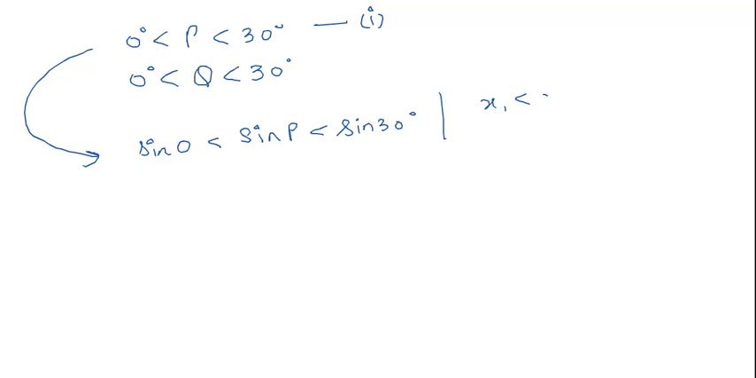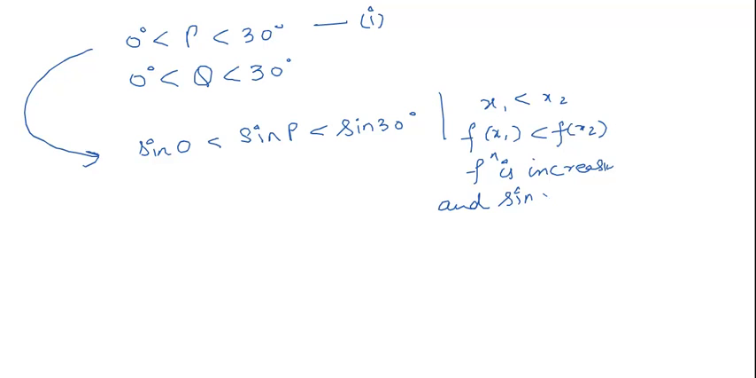Now as we know that if x1 is less than x2, then f of x1 will be less than f of x2 if the function is increasing. And we know that sin x is an increasing function for x belonging to 0 to pi by 2. That's why the sign of inequality remains the same. From here we can say that sin P is greater than 0 but less than sin 30, that is half.